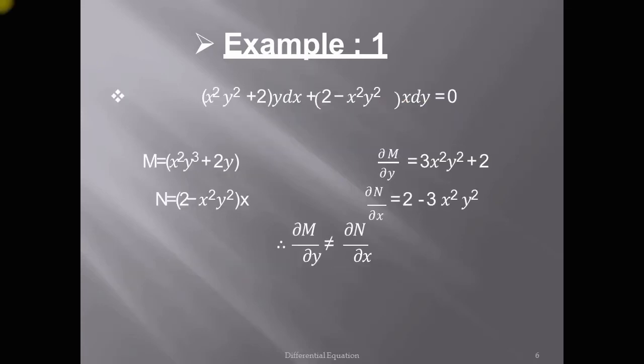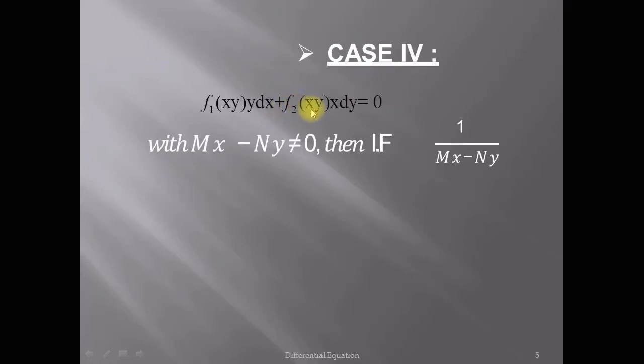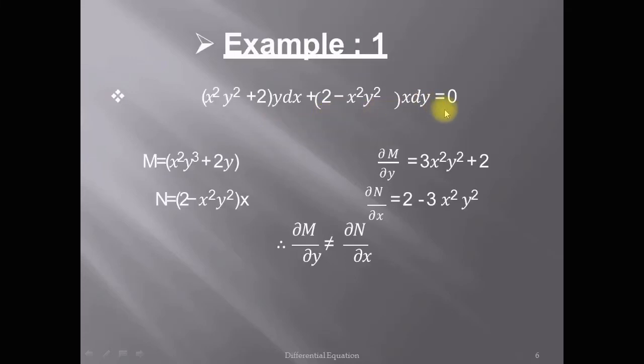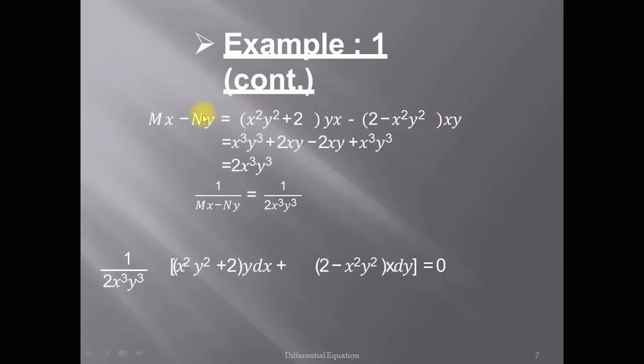Since this differential equation is of the form f1(xy) y dx + f2(xy) x dy = 0, first of all find Mx minus Ny. If Mx minus Ny does not equal 0, then the integrating factor will be 1 over (Mx minus Ny).